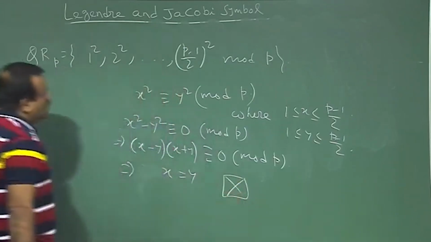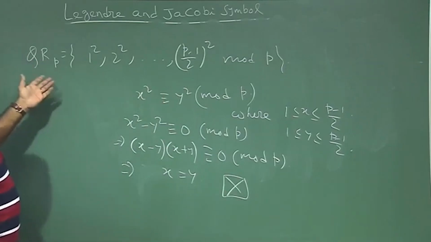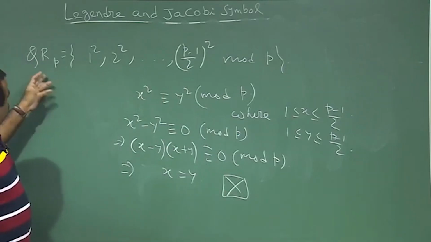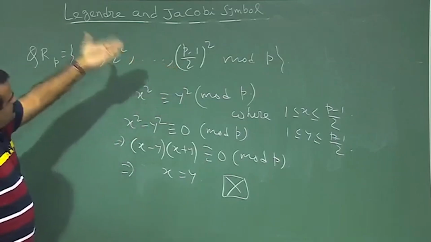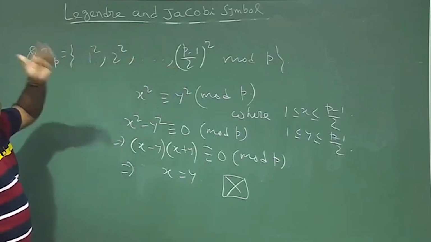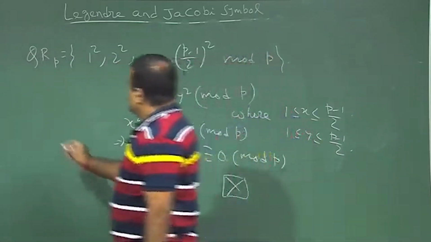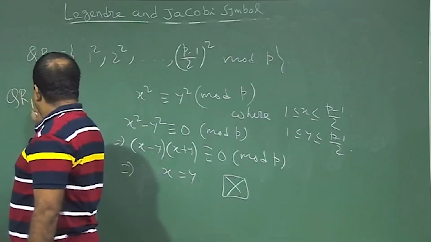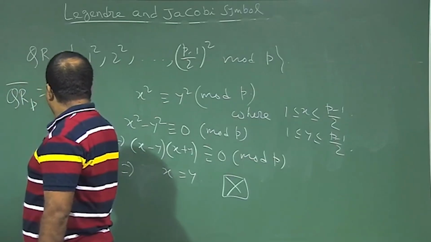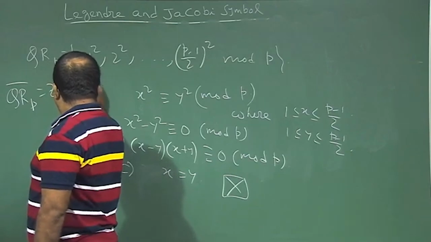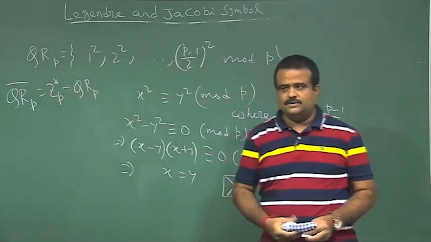So the number of elements in the quadratic residue set is p minus 1 by 2. The remaining elements, the quadratic non-residues, QR_p bar, is basically Z_p star minus QR_p. So the cardinality of this set and this set are the same. So this is the proof.